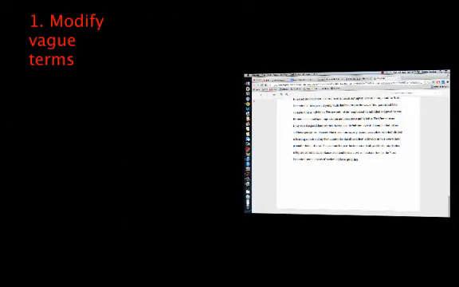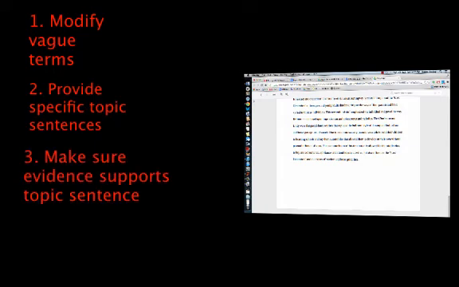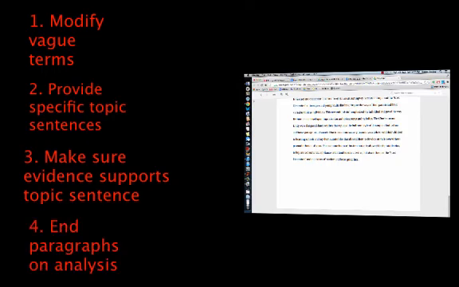Work on providing clear, specific, and concise arguments. Make sure that you modify general terms like economic, social, and political. Make sure that your topic sentences are also specific. Make sure that your paragraphs are organized with a concise argument in which all the evidence and documents that follow after it follow up the topic sentence, and always finish paragraphs on analysis. I hope this helps out, and I hope you can see some success and evolve on your next essay so you can get to the point where you want to be at.